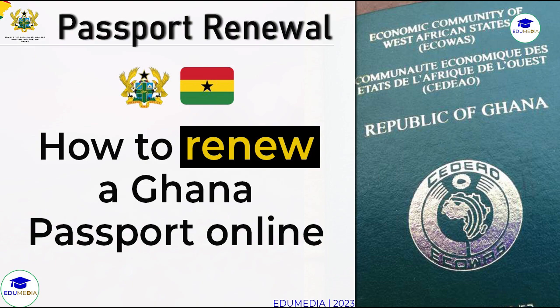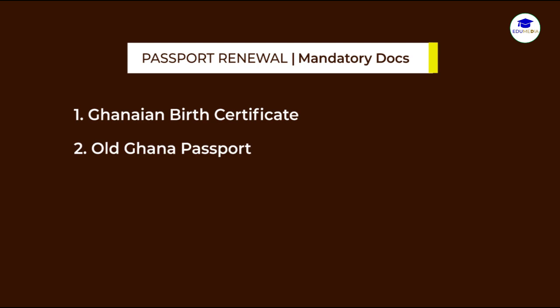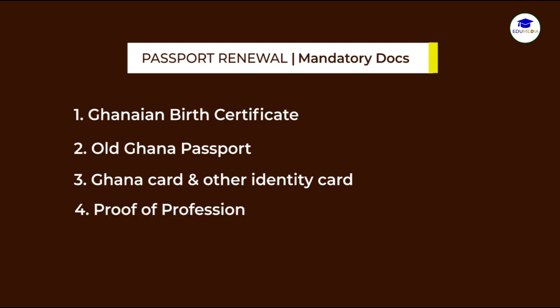Before we start this whole process, there are a few documents that you need to have handy. These documents are birth certificate, which shows proof of your Ghanaian citizenship, your old Ghana passport, your Ghana card, and other identity documents such as driver's license, voter ID, and so on, and then also your proof of profession.